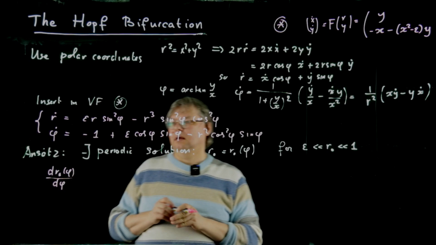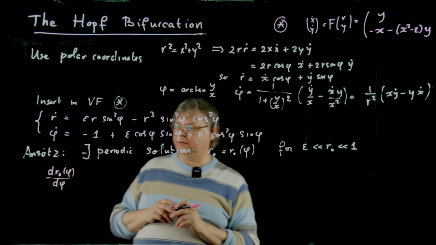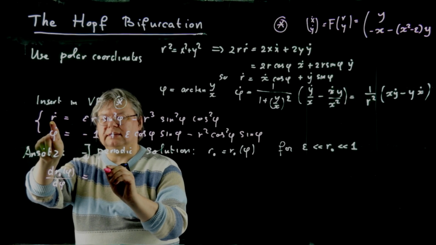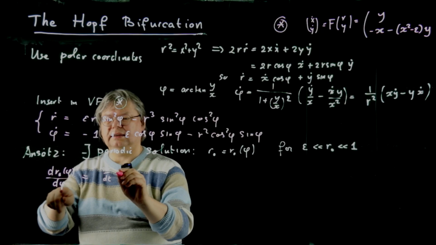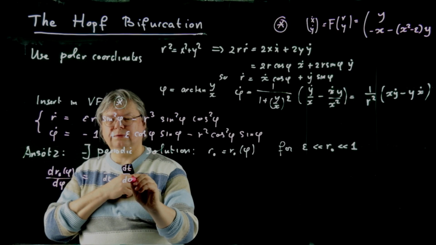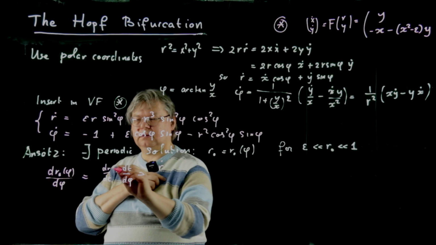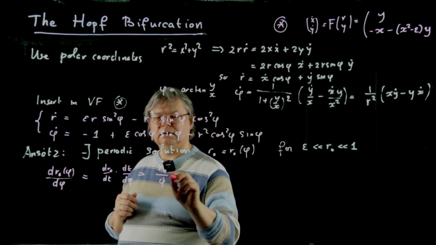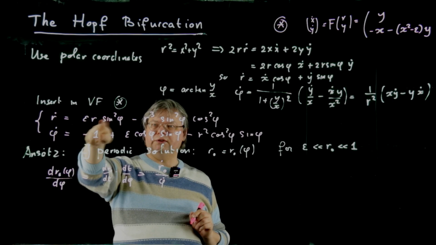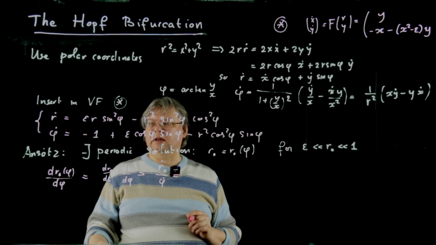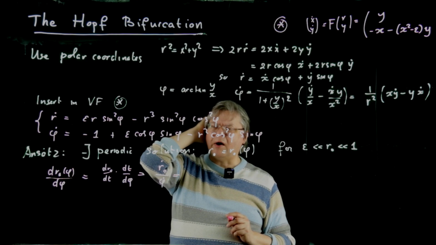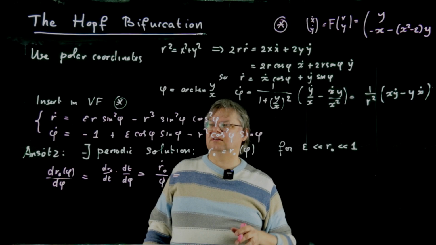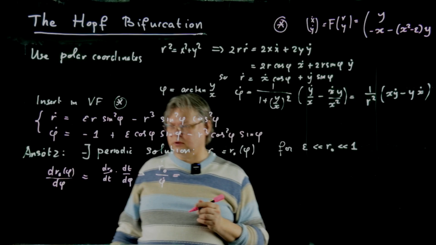Okay, so r0 is supposed to depend on phi, but in the first instance it depends on time. So I can write this as dr/dt and then use the chain rule, dt/dphi. But this is simply r dot, and dt/dphi is the inverse of dphi/dt, and that is phi dot. So I have to take the quotient of these two things. Now, what would that look like? I want to structure all these things according to powers of epsilon and powers of r, where the smallest exponents are used first. So that means I take r dot and I basically divide by -1.